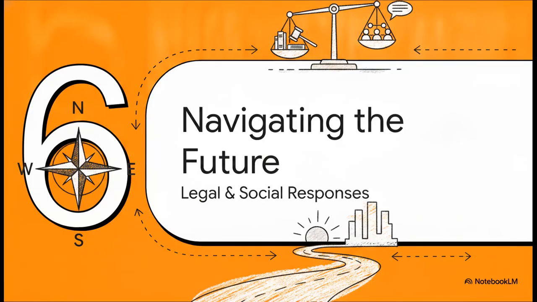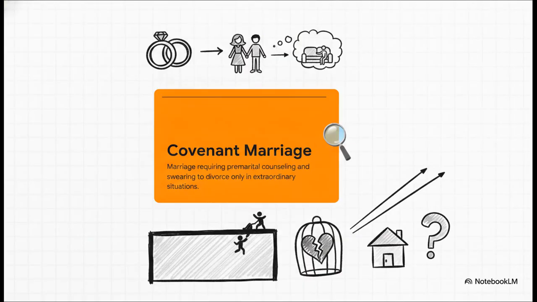And finally, Section 6, navigating the future, legal and social responses to high divorce rates. Let's look at how society and the legal system are trying to manage the realities we've just uncovered.